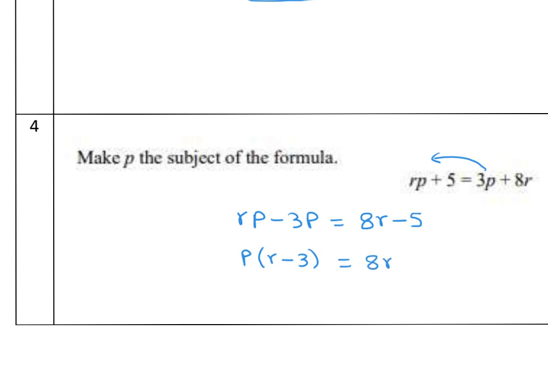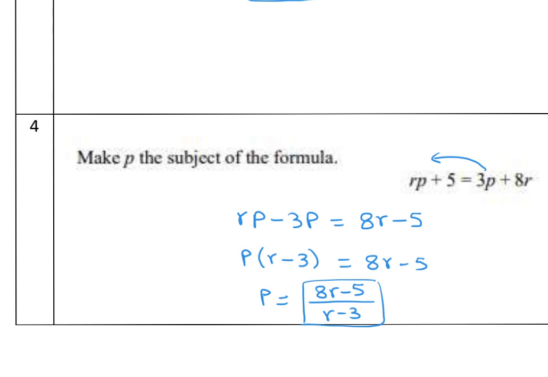Next step, I need b as the subject. b is multiplied by r minus 3, so r minus 3 goes to the other side by division. So b equals 8r minus 5 over r minus 3. Now b is the subject. If you have more than one b, put all the terms containing b on one side, then factorize b.